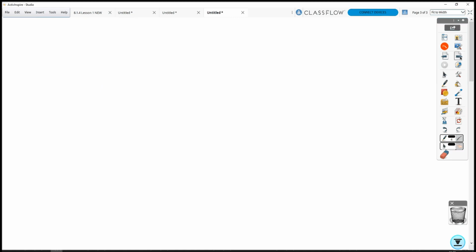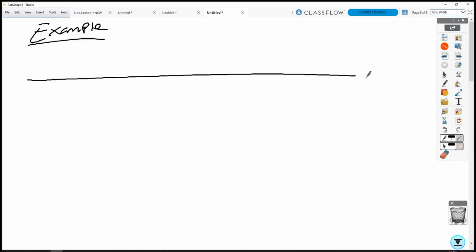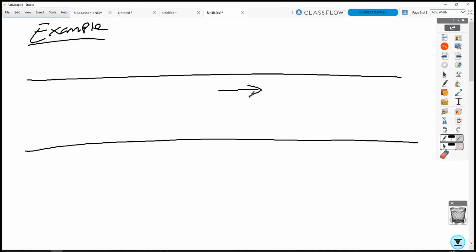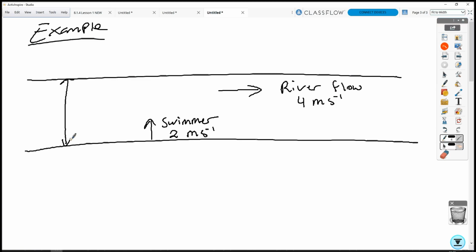Okay, start a new page. Let's do an example. So we have a river. Our river is flowing at 4 meters per second. We have a swimmer who's trying to swim to the other side. He's swimming with a velocity of 2 meters per second. And the river has a width of 200 meters.